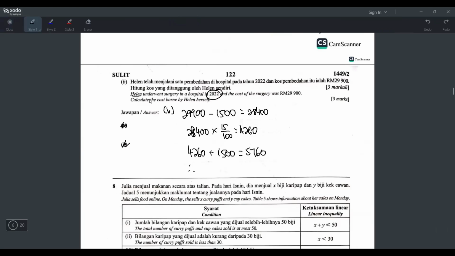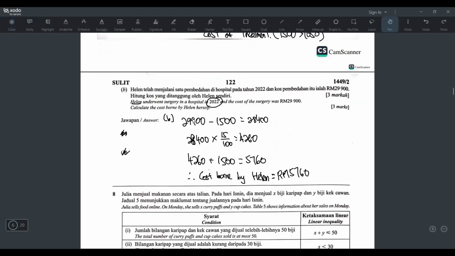I'll just write one more line. So cost borne by Helen, the cost borne by Helen is RM 5760. This is the answer. Okay, what if they ask for the company?